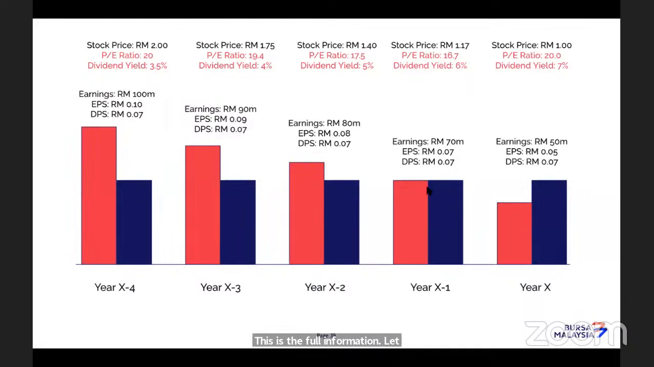The blue color here, this would be the dividends. 7, as you can see, is a flat line over here, 7 cents per share. But if you look at the company's earnings, the earnings have been decreasing over time. Earnings here, 100 million, dropped to 90 million, dropped to 80 million, 70 million, and 50 million. So if you look at the earnings per share, it has been declining. But somehow, because the company has a lot of cash, it can maintain its dividends per share at 7 cents per share.